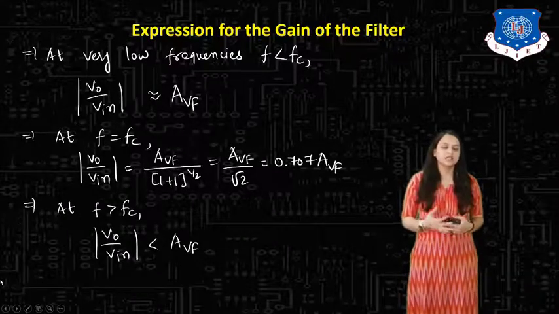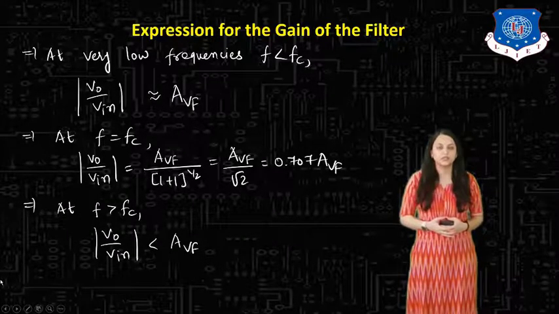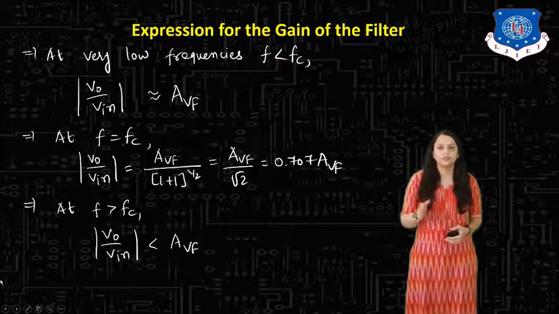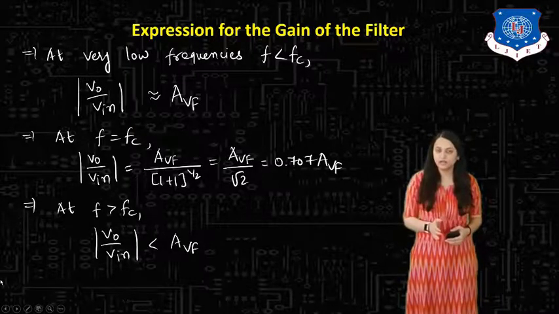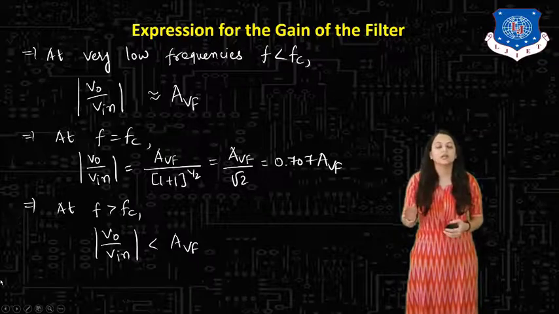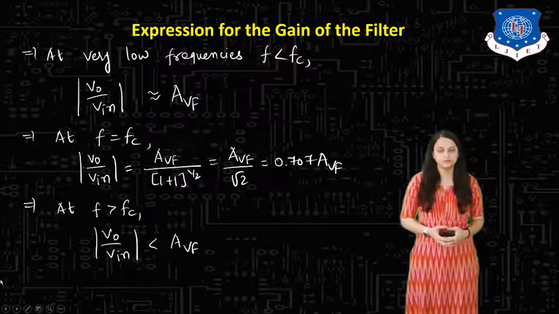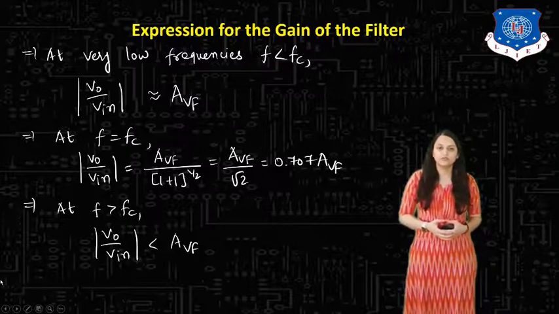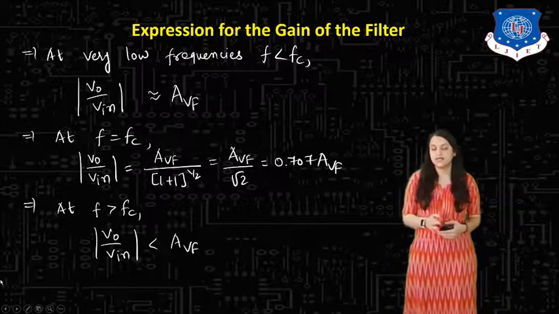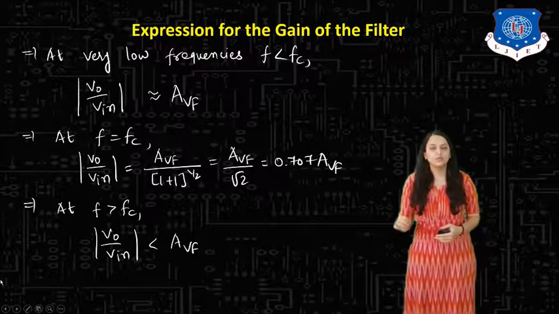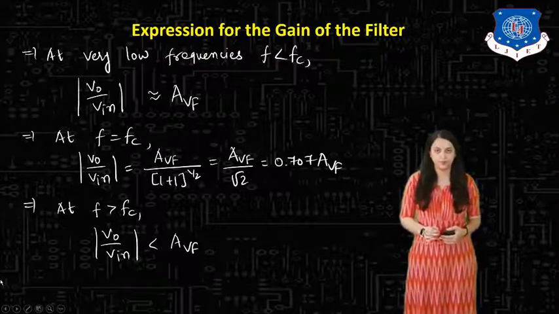Now let us consider 3 cases for this. That means if the frequency is less than cutoff frequency, if the frequency is greater than cutoff frequency, and if the frequency is exactly equal to cutoff frequency. So at very low frequencies, that means if f is less than fc, Vo by Vin, that is gain, will be almost equal to AVF, that is constant.